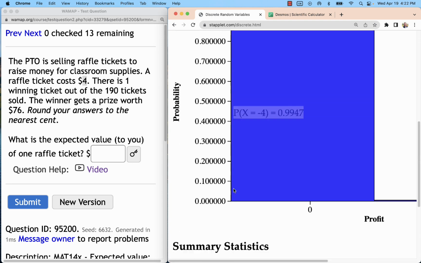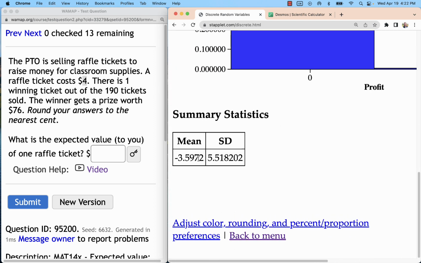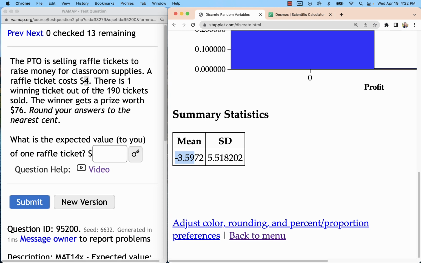And we've got a graph, which doesn't really help us a lot in this scenario. Biggest thing is that we see the average is almost a $3.60 loss per person. So they are really not paying out very much compared to how much money they brought in.